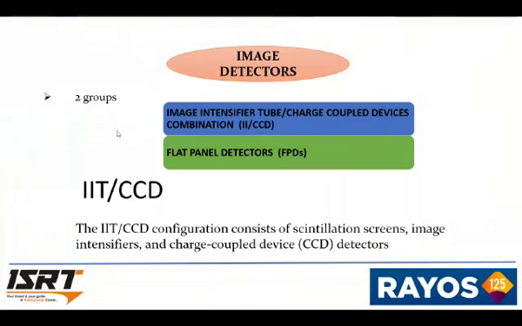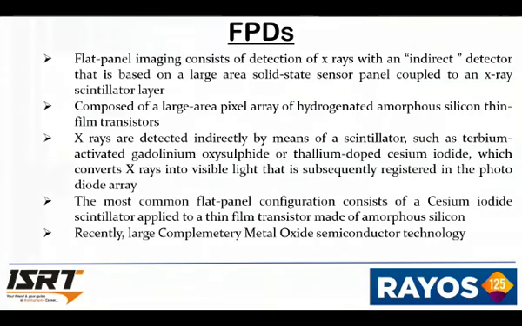Image detectors used are of two types: image intensifier tubes or image charge coupled devices, or flat panel detectors. IIT or CCD configuration consists of scintillation screens, image intensifiers, and charge coupled device detectors. And FPDs are used. The flat panel imaging system consists of an indirect X-ray detector that is based on a large area solid state sensor panel coupled with an X-ray scintillation layer, composed of a large area pixel array of hydrogenated amorphous silicon thin film transistors.